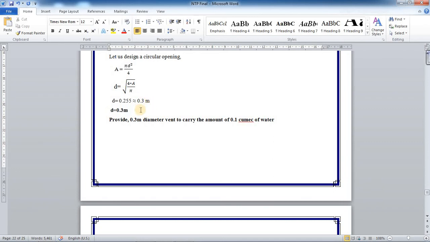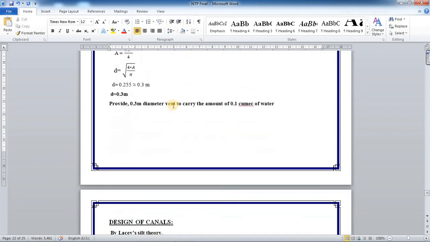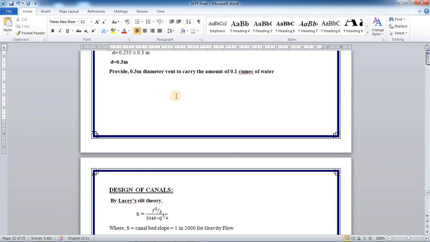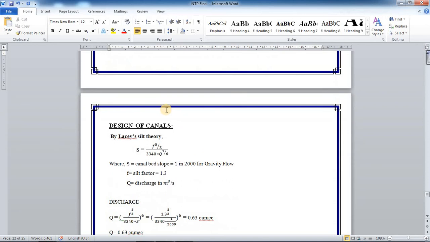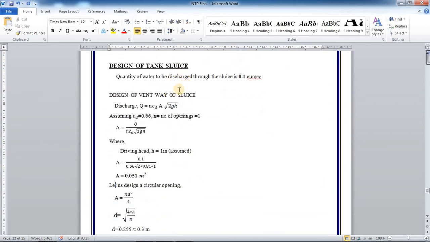So this will be the diameter of the vent which you need to make. Provide a 0.3 meter diameter vent to carry 0.1 cumecs of water. This is to be provided at the sluice level for releasing the water. So that completes the design of the tank sluice vent.